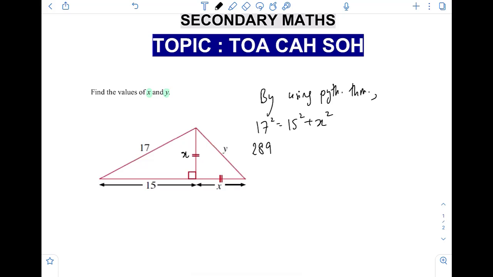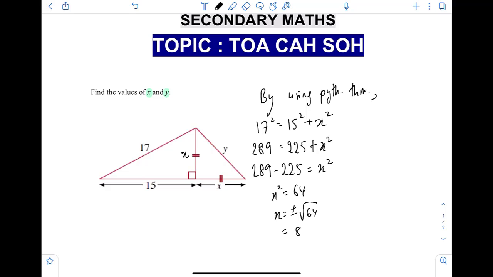289. 15 square, 225 plus x square. 289 minus 225, that will be equals to x square. And x square is 289 minus 225, which is 64. And x is plus minus square root 64, which is equals to 8 or negative 8 cm.